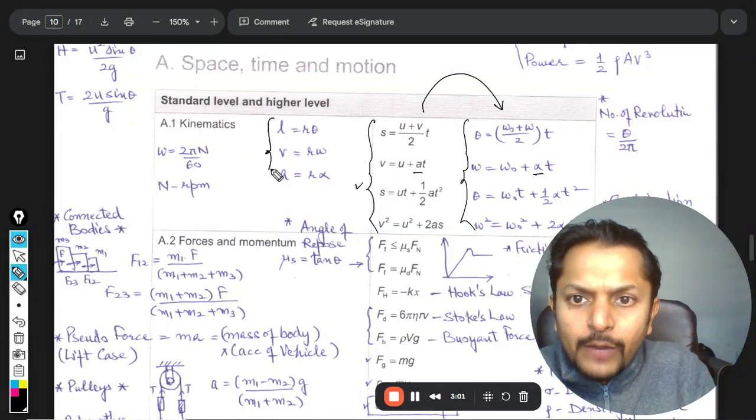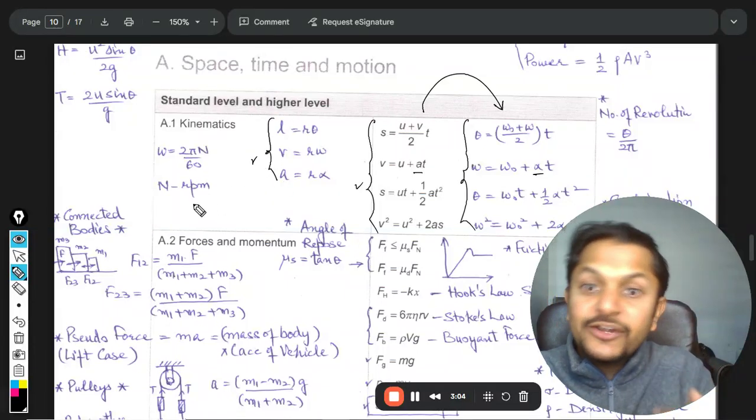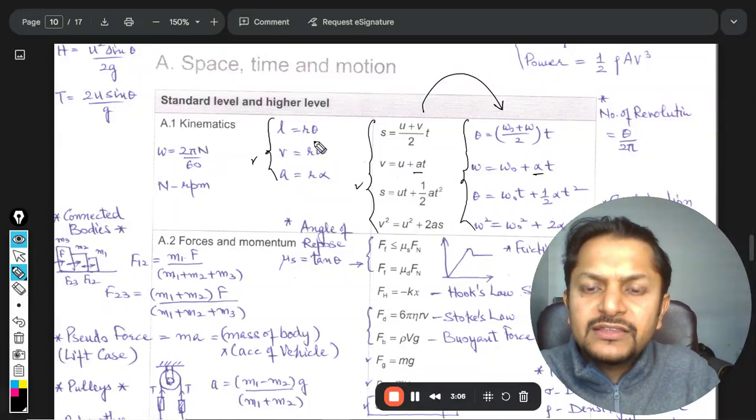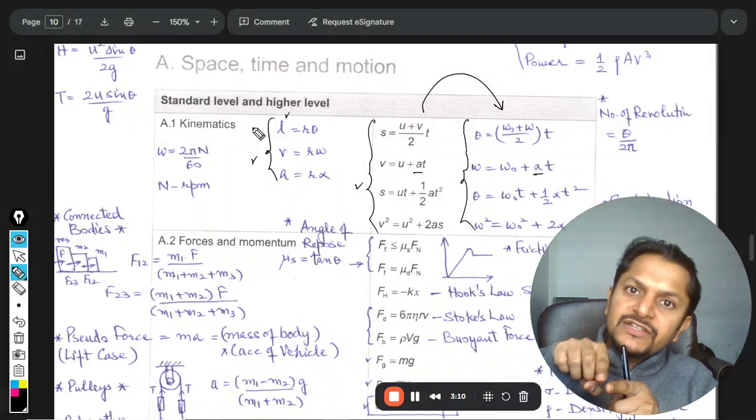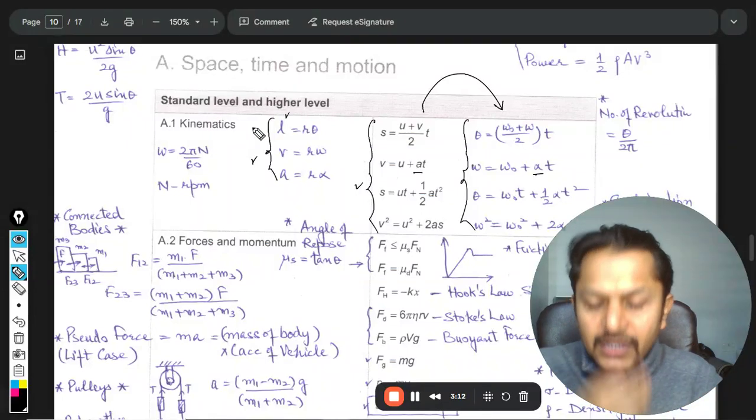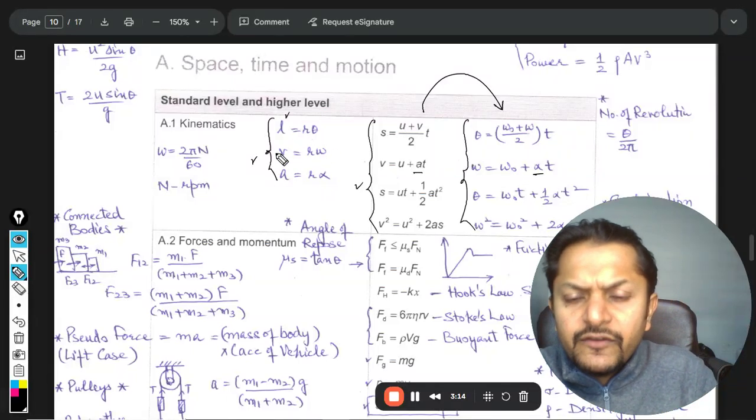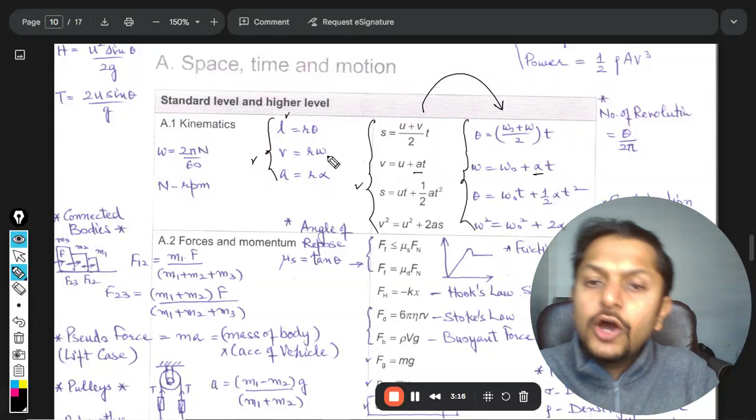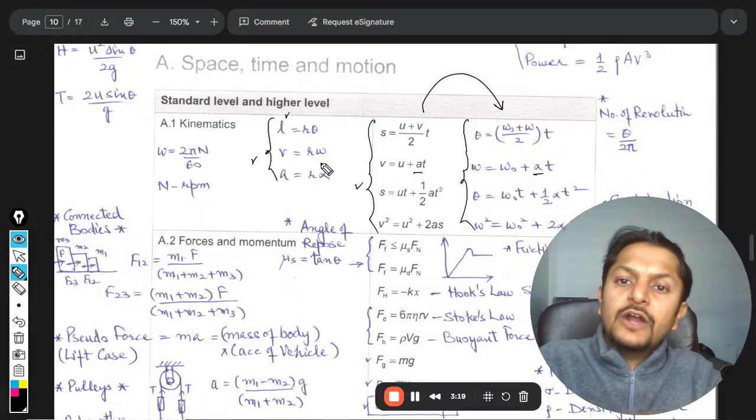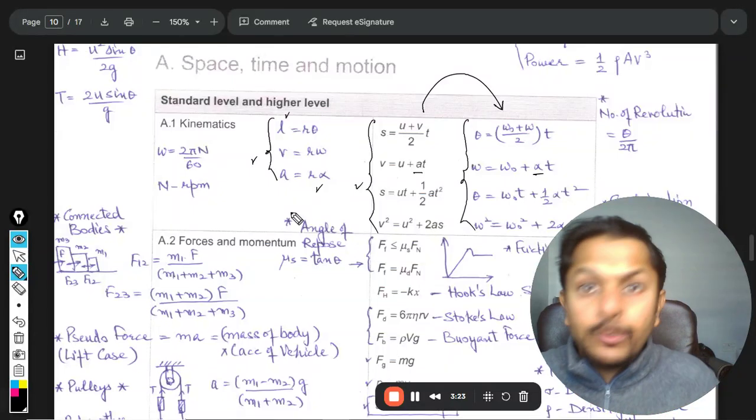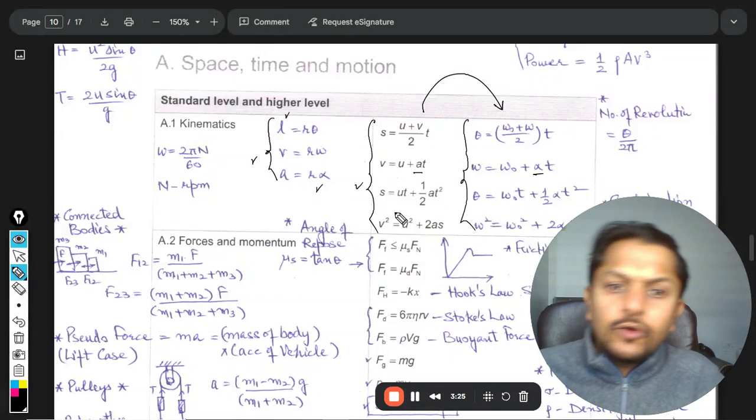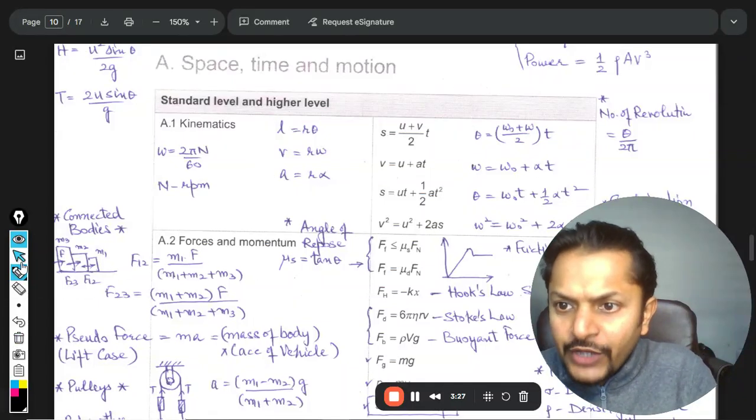And the other formulas for the circular motion: l is equal to r theta when you are comparing the arc length with the angle theta subtended at the center of the circle. v is the tangential velocity, omega is the angular velocity, v is equal to r omega, a is equal to r alpha. Again, we would be considering these things in the topic A4, so we can skip these things for now.